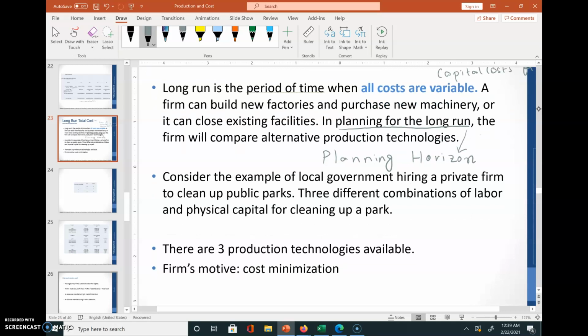Now I will cite an example from Open Economic Resources. Let's say we have a local government hiring a private firm to clean up public parks. So we have three combinations of labor and physical capital available for cleaning up a park. We will look at three different production technologies. Always keep in mind the firm's motive is cost minimization.